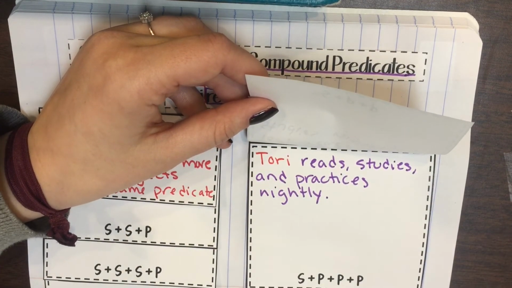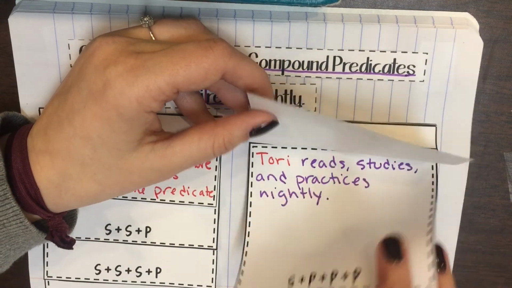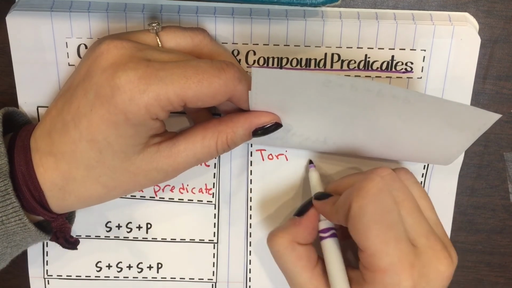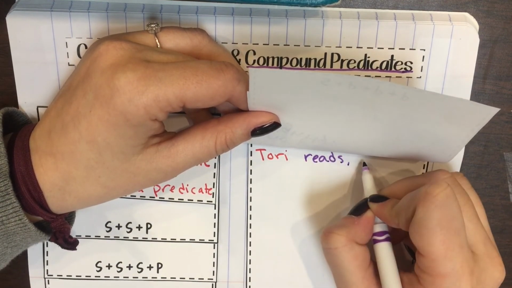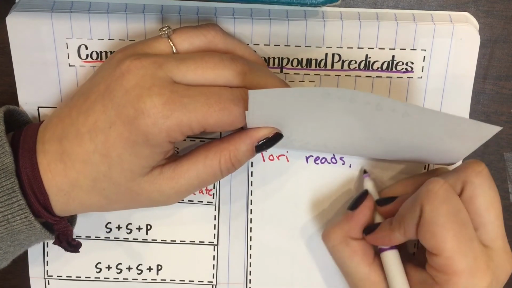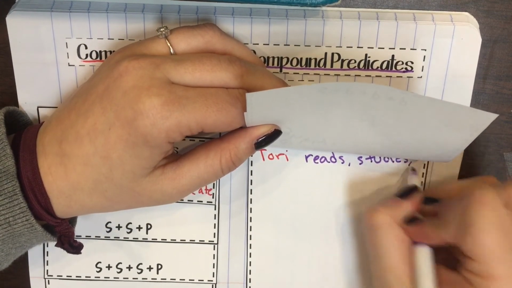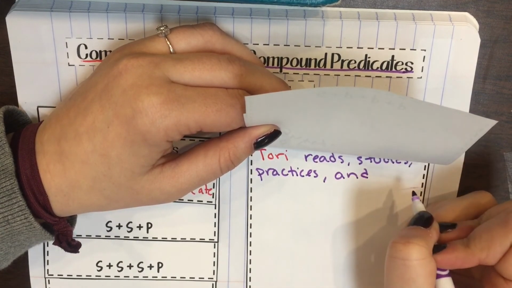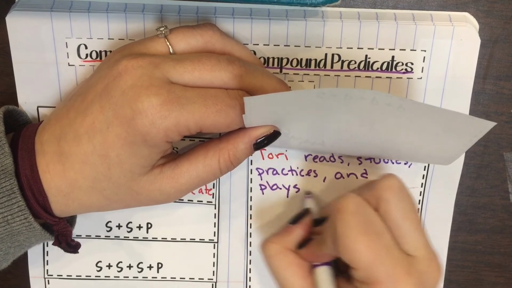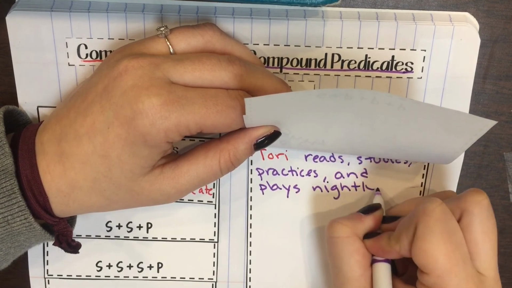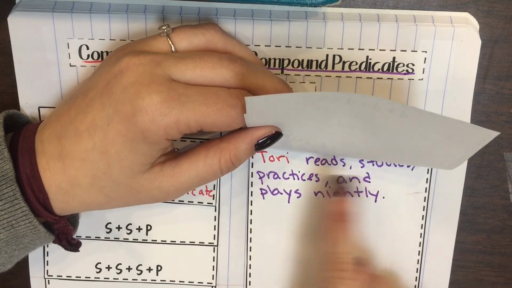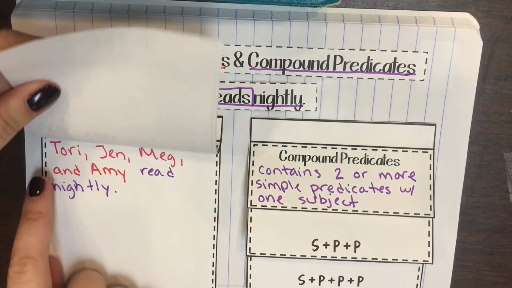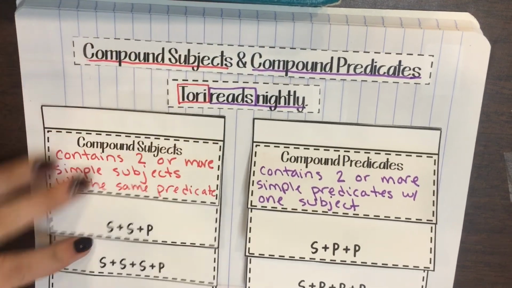And then we got to give her a 4th thing to do. So Tori in red because she is our subject. Tori reads. What did I say she was doing? Oh, studies. Practices, and I don't know, we'll give her some plays nightly. So again, 1 subject, multiple predicates makes for a compound predicate, and over here, multiple subjects with 1 predicate make for a compound subject.